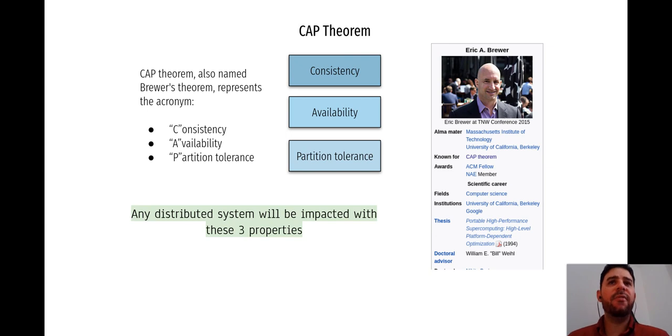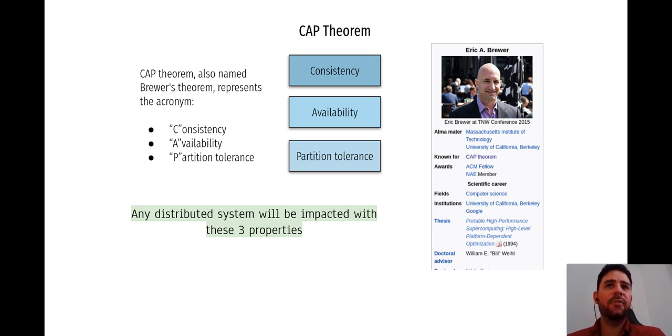We start with the CAP theorem. The CAP theorem was coined by Eric Brewer, a really well known and reputed professor and computer scientist. CAP is an acronym for consistency, availability, and partition tolerance. Any distributed system will be impacted by these three properties for sure. So to design a distributed system, you have to look towards these three properties.